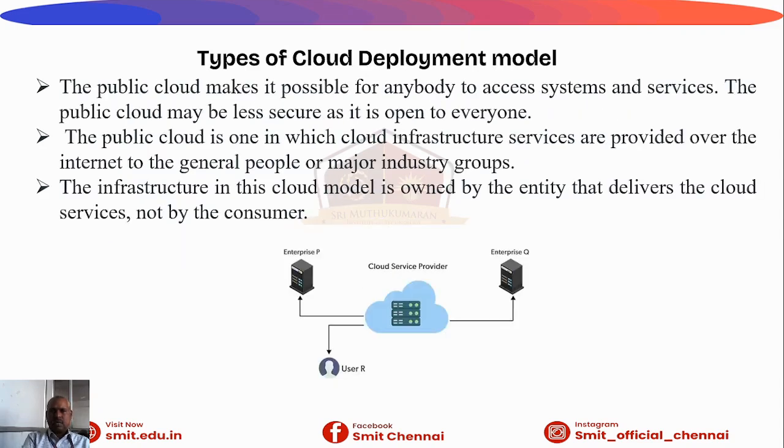So next one is the public cloud deployment model. Public cloud makes it possible for anybody to access systems and services. The public cloud may be less secure as it is open to everyone. The public cloud is one in which cloud infrastructure services are provided over the internet to the general people or major industry groups. The infrastructure in this cloud model is owned by the entity that delivers the cloud services, not by the consumer. This is the cloud reference model for deployment of public cloud.